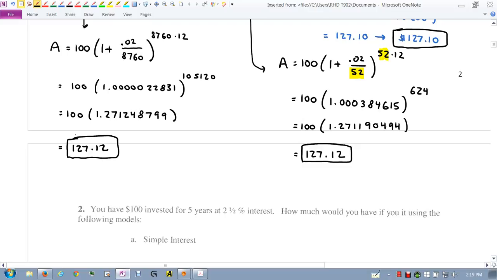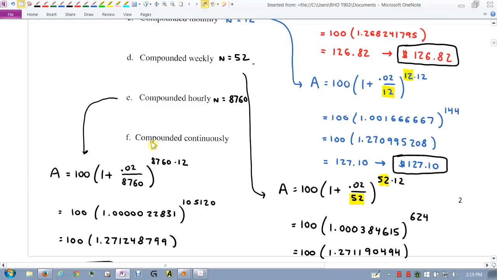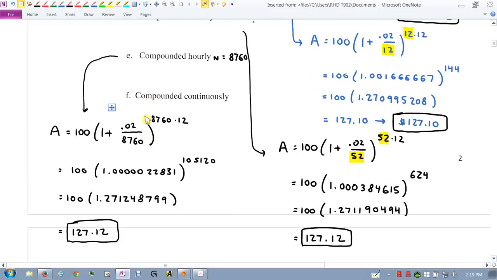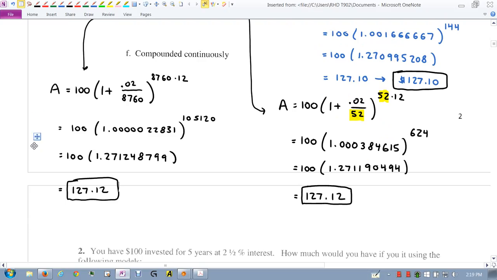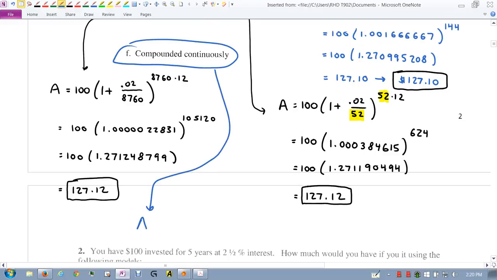So it looks like the more times they compound it, it converges to some number. And so that's where the continuous compounding comes from. The continuous compounding means we don't use that formula with N, we use this new formula. So let's do that one and let's see what the result is. I'm going to do this one right here.